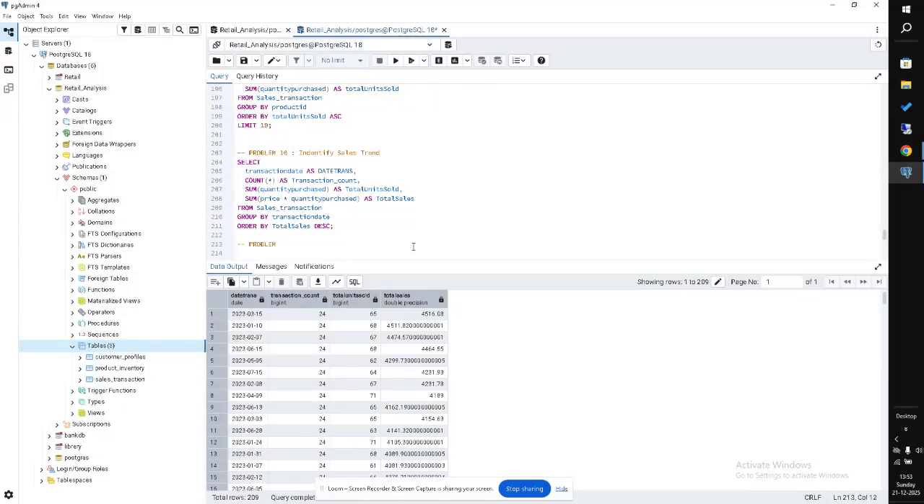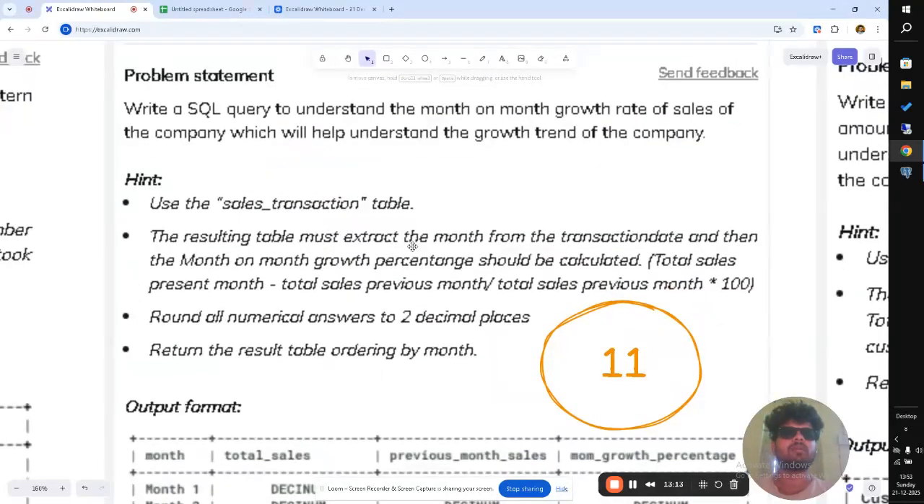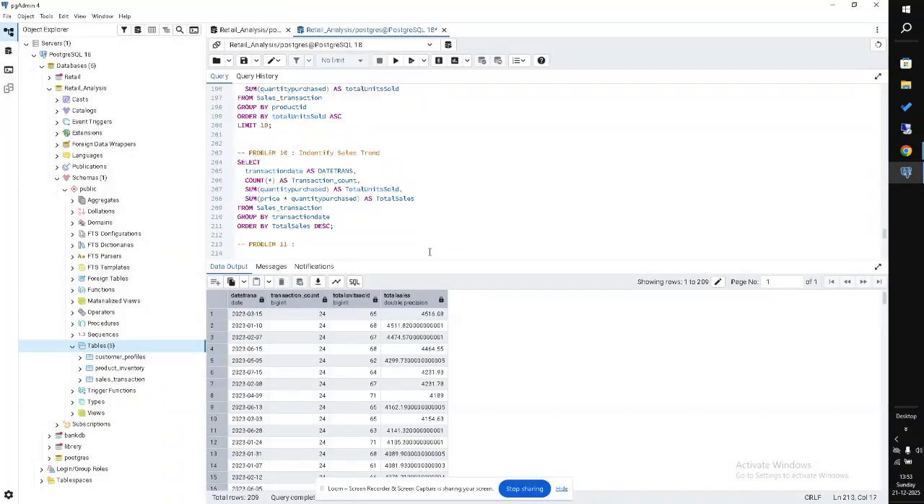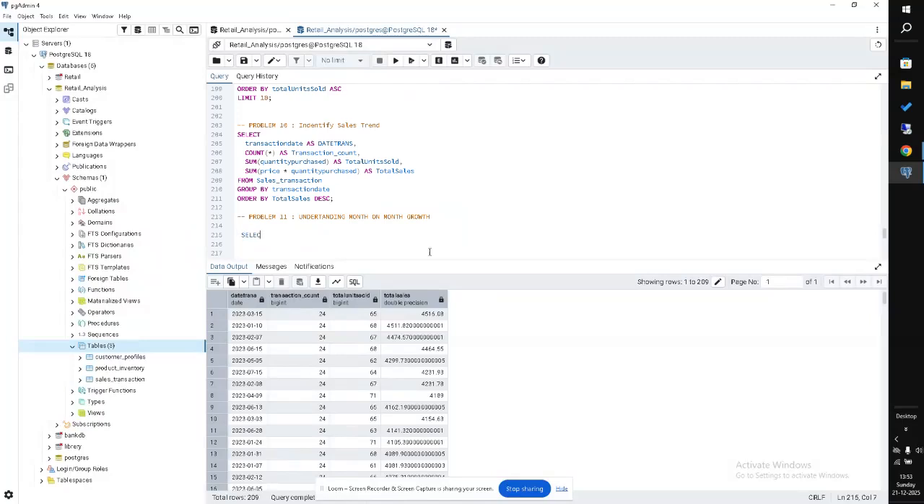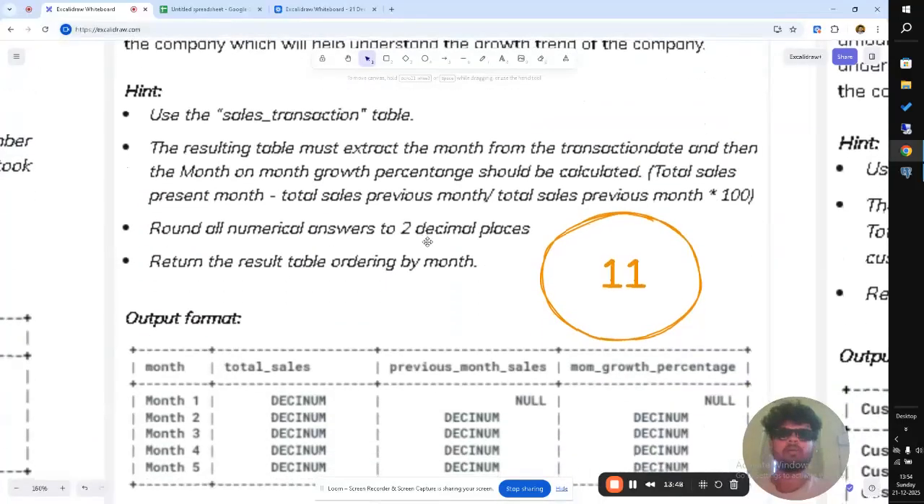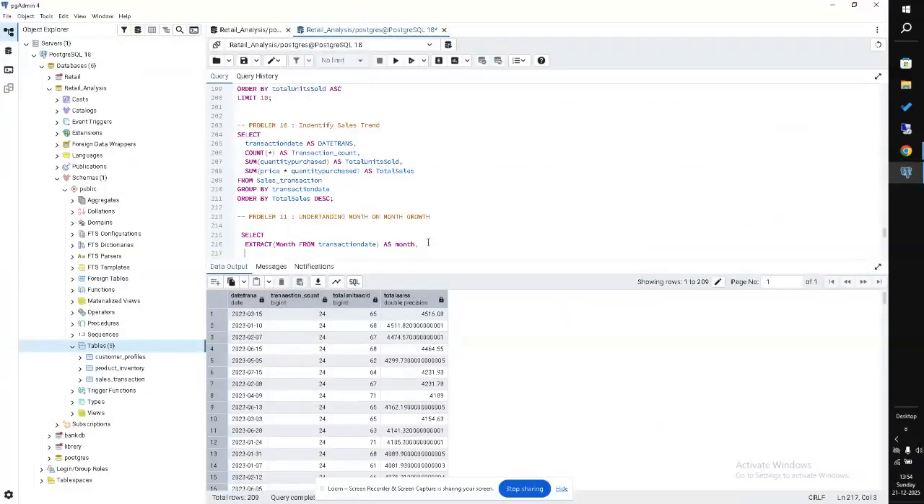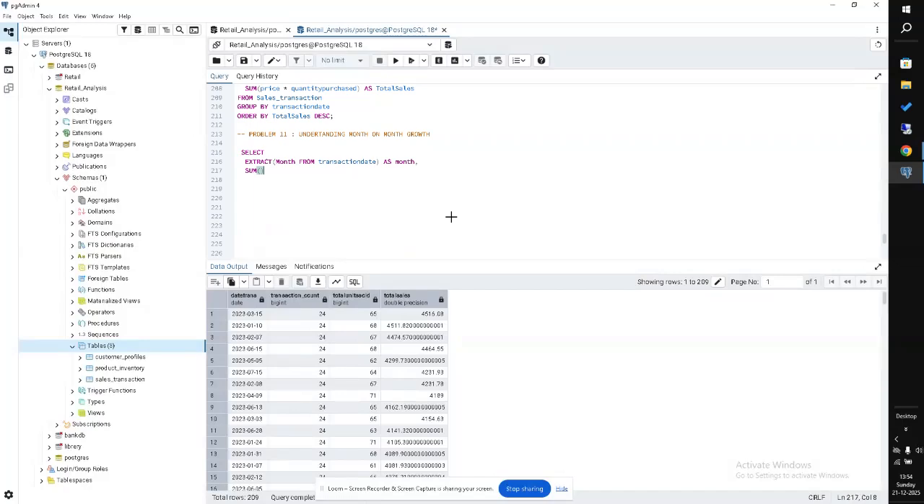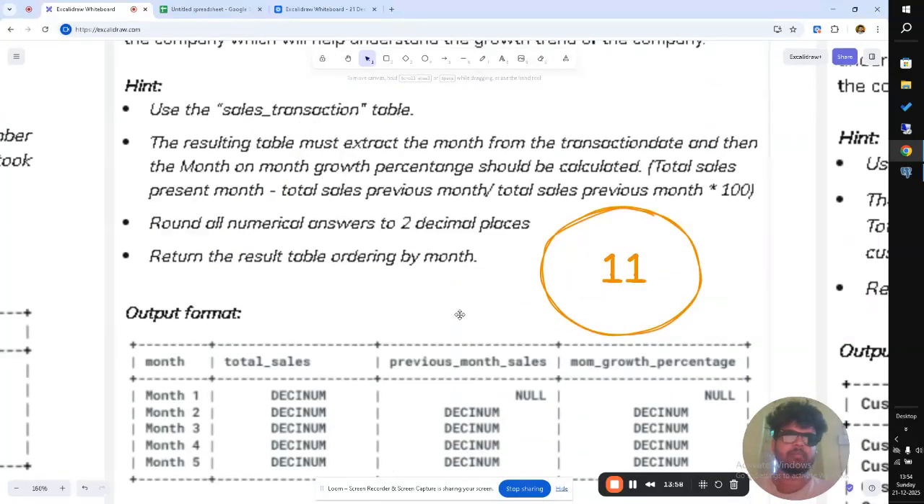Problem number 11. Here we go. Understand the month on month growth rate of sales. Select extract month from transaction date as month. They are asking for total sales in that month and particular month.